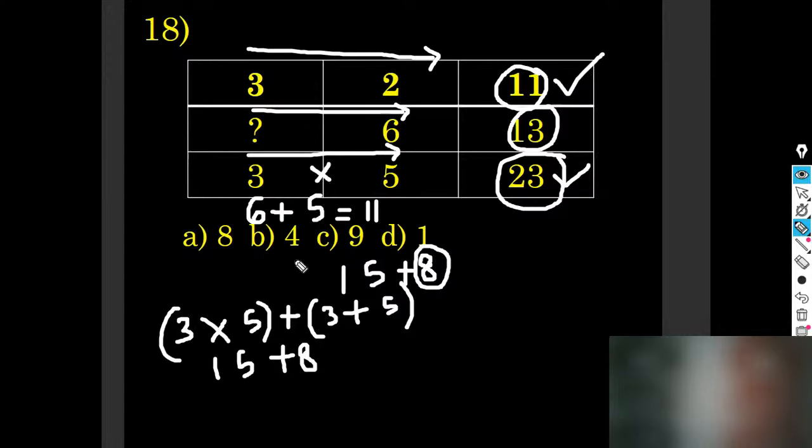Did anyone get the answer? 3 into 5 plus 3 plus 5 gives us 23. They are multiplying the numbers, they are adding the numbers, and they are also taking the sum of those. Option D. Okay.